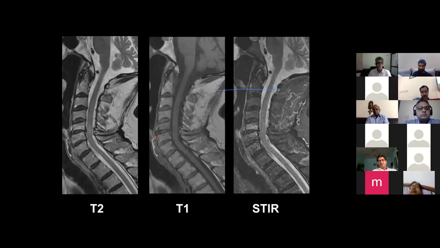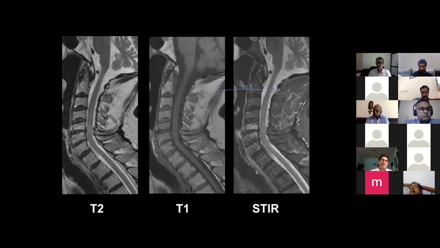Maybe they must be mentioning it. Yeah, that's what I'm saying. This does not give us any clinical finding because it is not leading to any solution for the patient. Some of the radiologists are mentioning anterior disc herniation. I don't know.